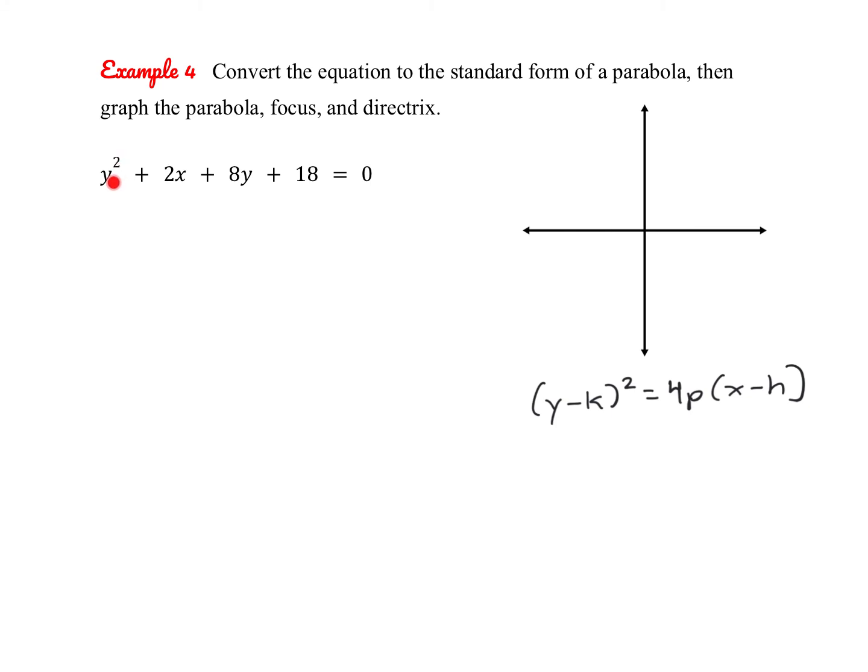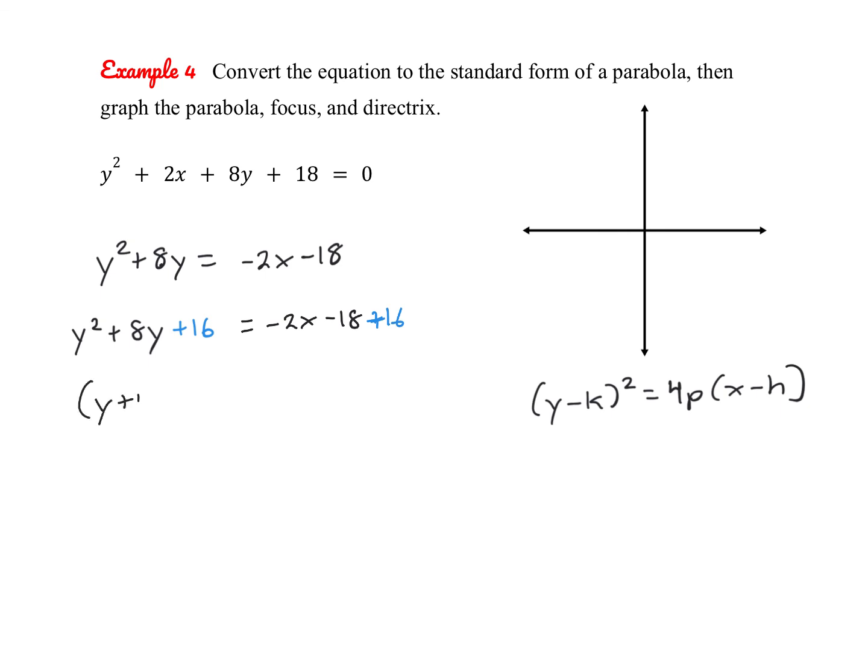So the first thing I'm going to do is keep my y terms on the left, like this, and move all of the other terms to the other side of our equation. Now I'm going to complete the square for this trinomial. You take your b value, cut it in half, and square it. So we get y squared plus 8y, and then we have plus 16. Again, 8 divided by 2 squared. On the right side, we have -2x minus 18. Make sure you add 16 to the other side of our equation as well.